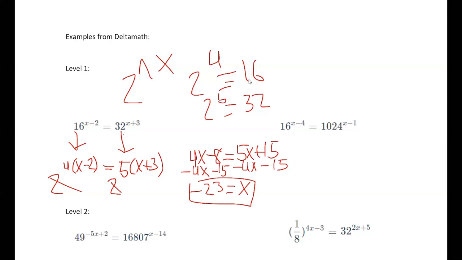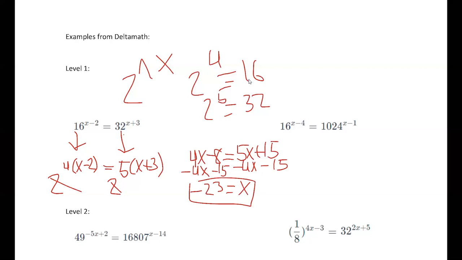And if you really want to check, you could plug this back in to see if it works, and you should see it does. You would have 16 up to the negative 25th equals 32 up to the 20th. It's kind of weird when you plug it back in, though. You're going to get scientific notation, because you're going to get really small answers with these. But you will see these are the same. When I plug them back in, I got 7.88 and so on, e to the negative 31.